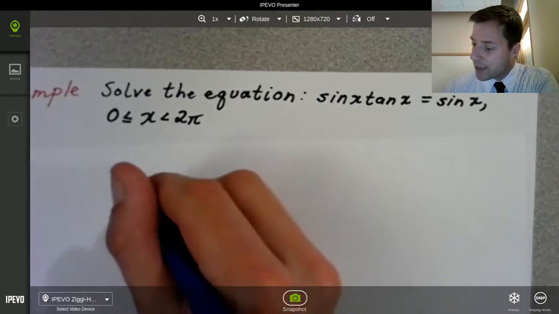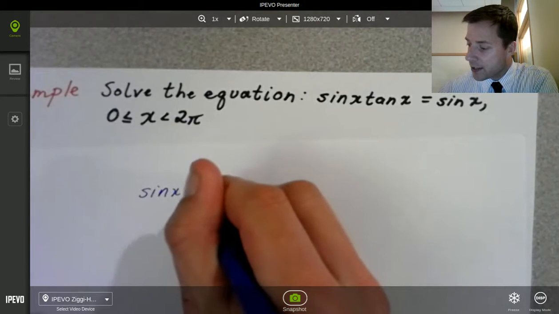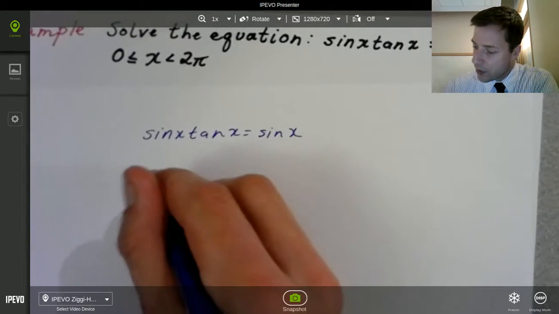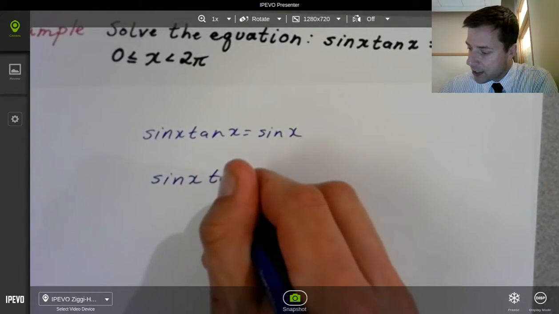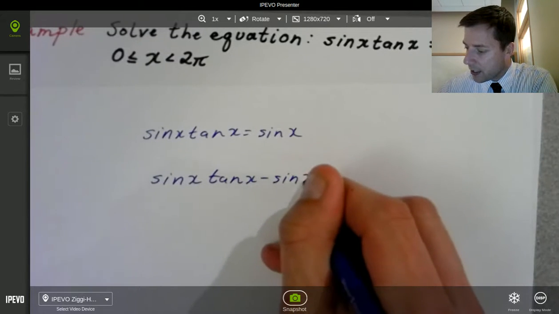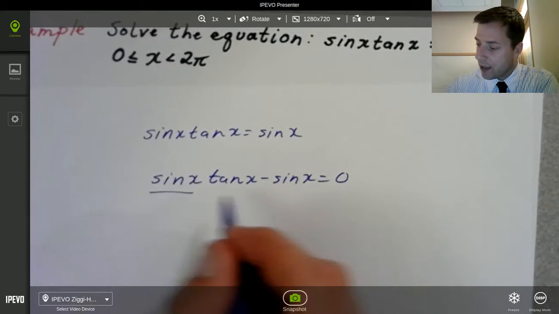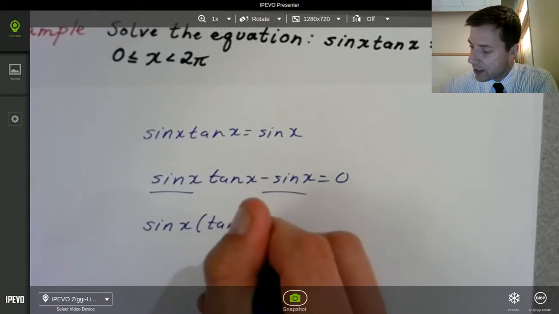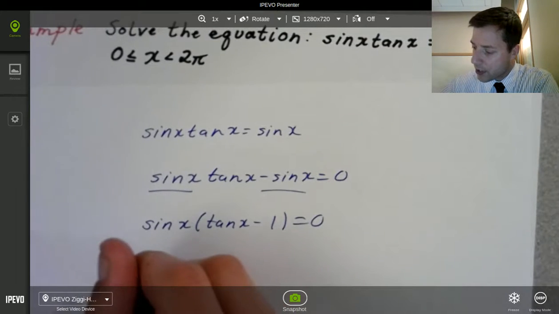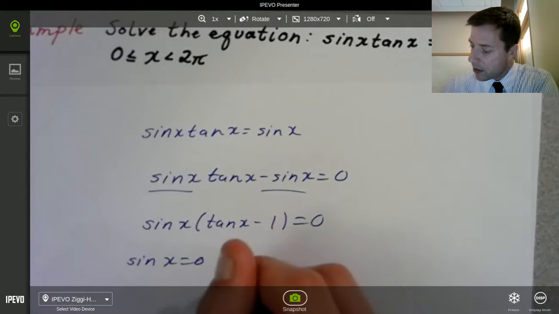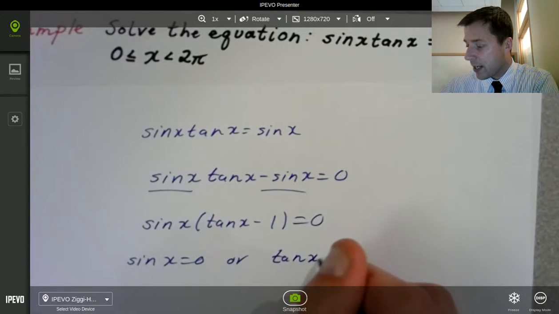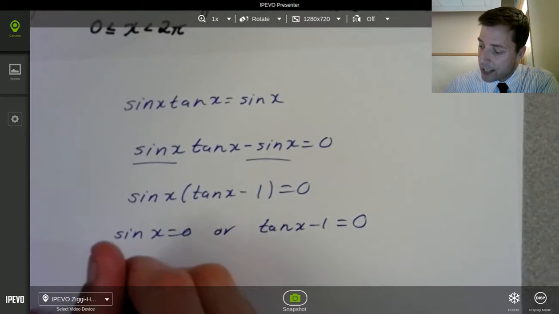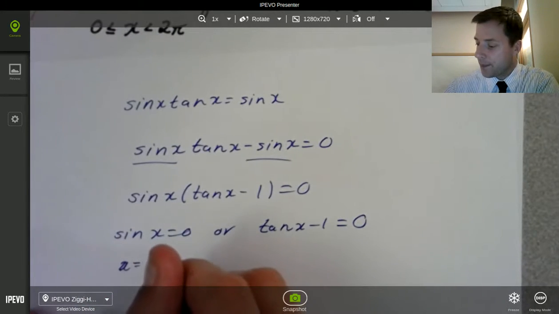So we have sine x tan x equals sine x. Same idea. Bring the sine over. So we have sine of x tangent of x minus sine x equals 0. Factor out again here. Factor out the sine, and we're left with tangent of x minus 1 equals 0. So when does sine of x equal 0? Or when does tangent of x minus 1 equal 0? Well, we know that sine equals 0 at 0 and at pi.